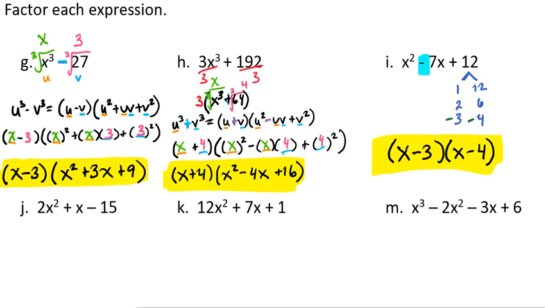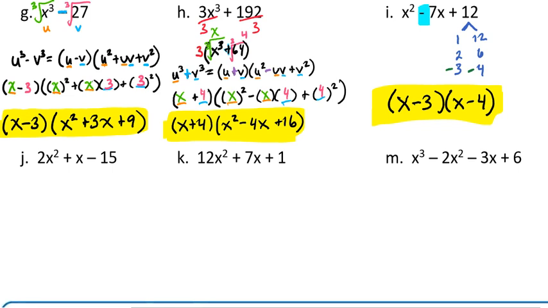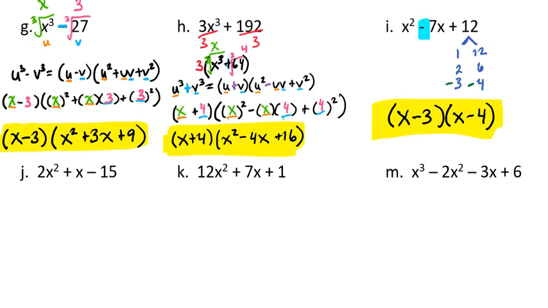In this problem, we have 2x squared plus x minus 15. Here, we have a leading coefficient that is not 1, so it won't be just as simple as the multiply-add trick. And rather than writing out all of the different possible factorizations, I'm going to use a method called the box. I call it the disco box because it's kind of fun.